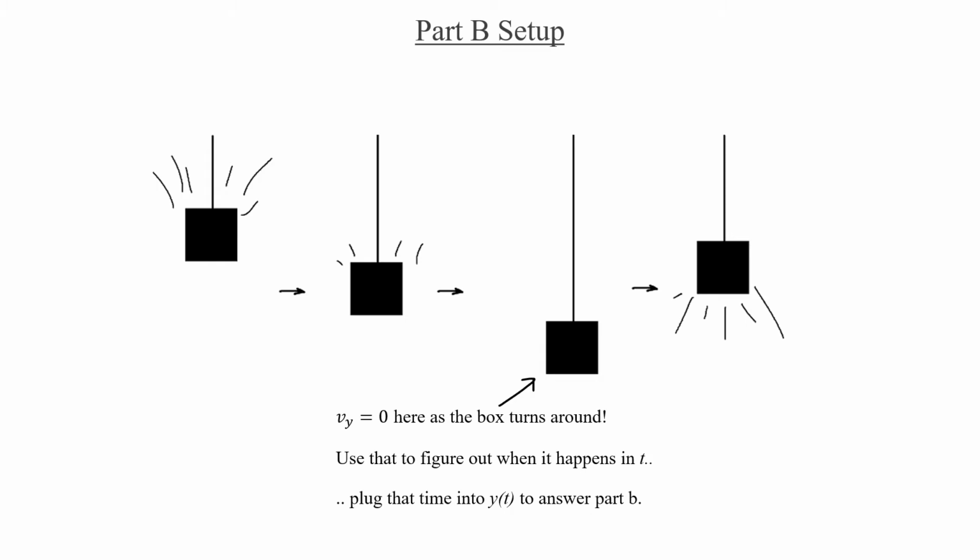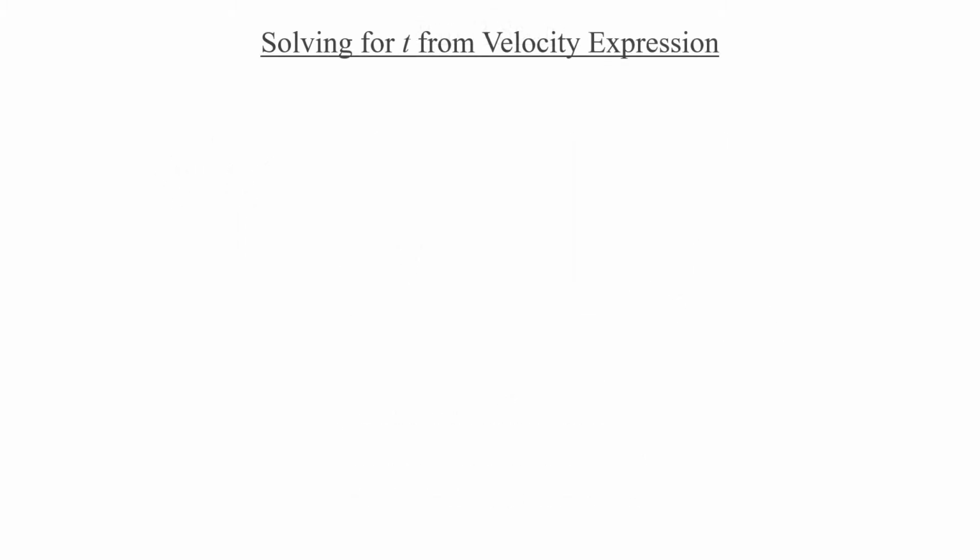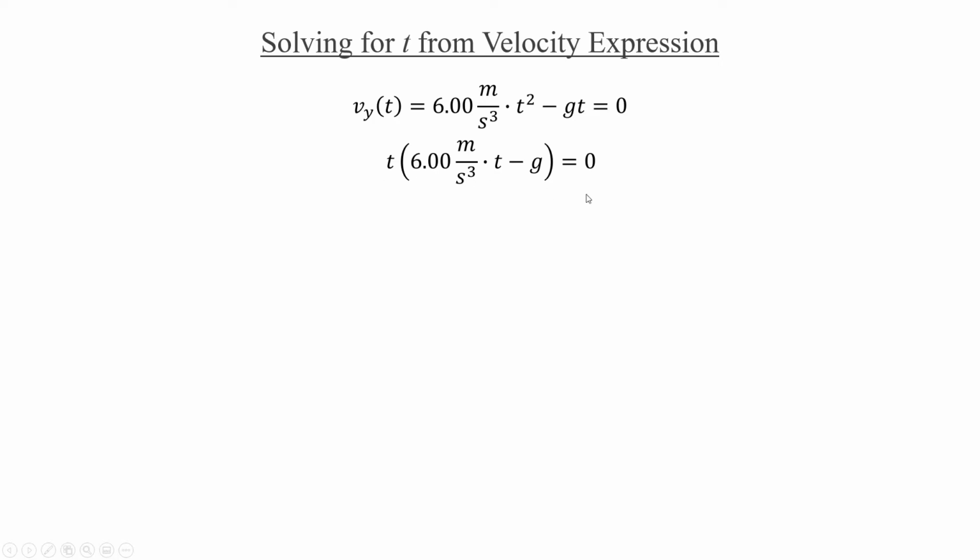So first off, let's solve for the time from the velocity expression. We'll start from the entire thing, and we're going to set it equal to 0. Since we have a t squared here and a t here, I would recommend factoring out a t. So then you have two solutions. The first one is t is equal to 0, right?